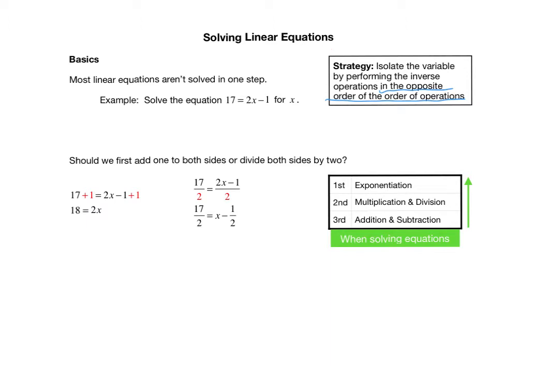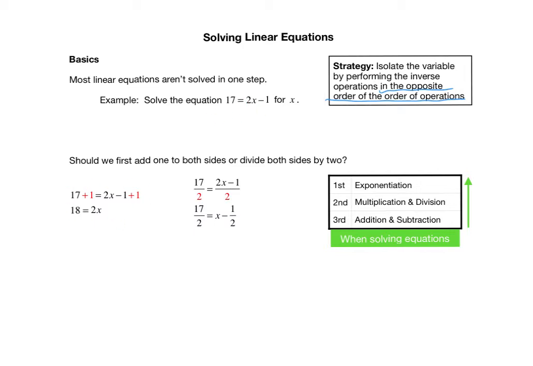Since x is being multiplied by 2 and then you're subtracting 1, we're going to undo the subtraction before we undo that multiplication because we go in the opposite order. So we're going to add 1 to both sides first. Adding 1 undoes subtracting 1. So we're going to do exactly this.